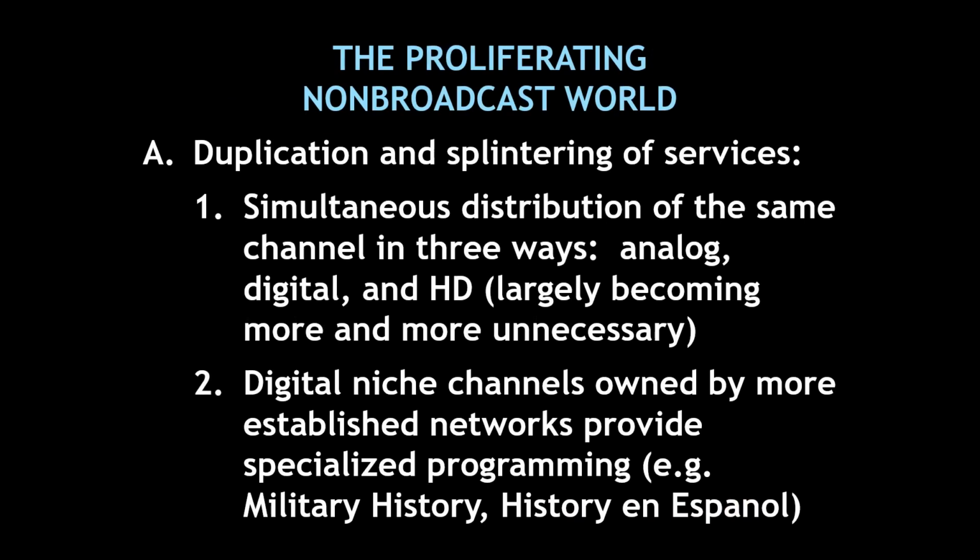Simultaneous distribution of the same channel can happen in 3 different ways. It can happen by means of analog, by digital, and by high definition. The analog is becoming less and less necessary these days as most of us have moved on to digital and HD content. Digital niche channels owned by more established networks provide specialized programming. So, for example, the History Channel offers military history and history in Espanol to help bolster their channel for those various audiences.